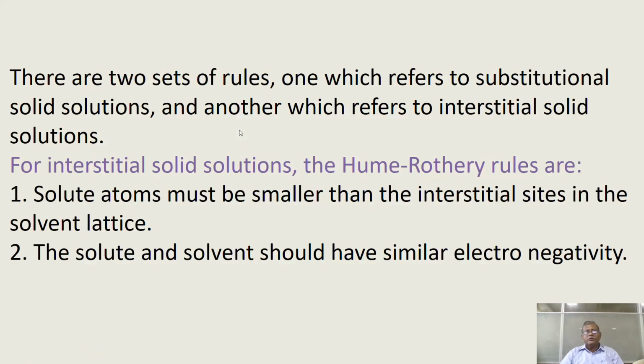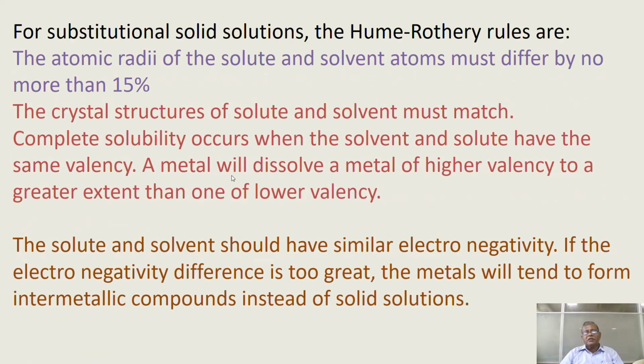There are two sets of rules, one which refers to substitutional solid solution, another which refers to interstitial solid solution. For interstitial solid solution, solute atoms must be smaller than the interstitial sites in the solvent lattice. Solute and solvent should have similar electronegativity. For substitutional solid solution, the atomic radii of solute and solvent atoms must differ by not more than 15%. The crystal structure of solute and solvent must match. The solute and solvent should have similar electronegativity.